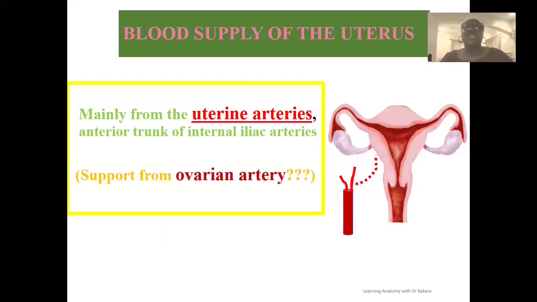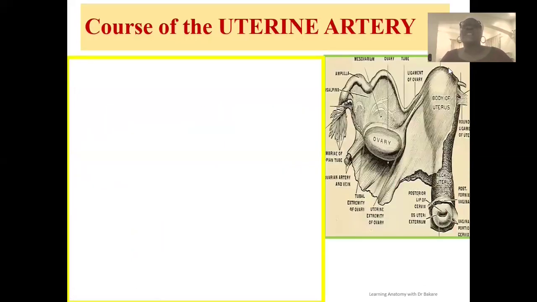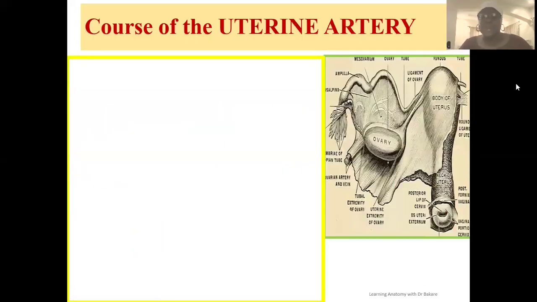We said that the uterus also receives supporting branches from the ovarian artery. We know that the ovarian artery is a branch from the abdominal aorta, and this artery also gives branches to also support the blood supply of the uterus. We would be explaining how the branches from the ovarian artery also give contributing support to supply the uterus as we go through with this lecture. So let's look at the course that the uterine artery runs from where it emerges from.